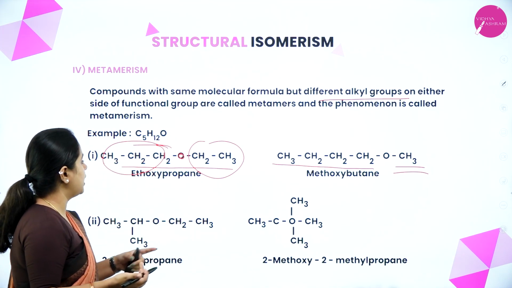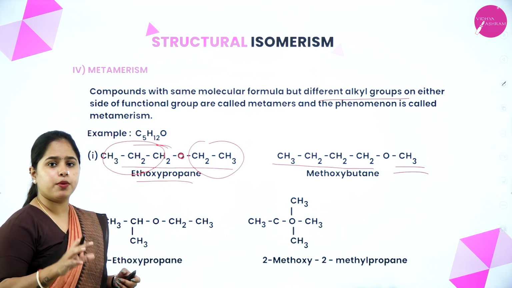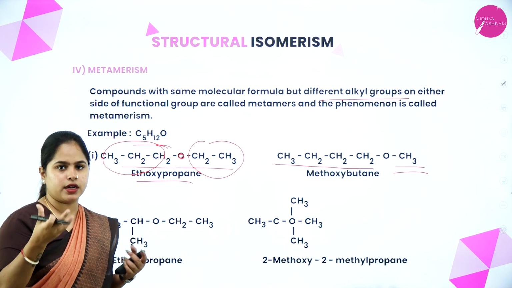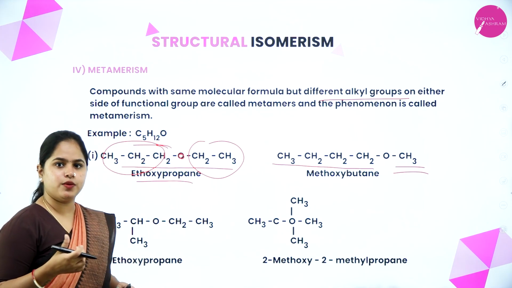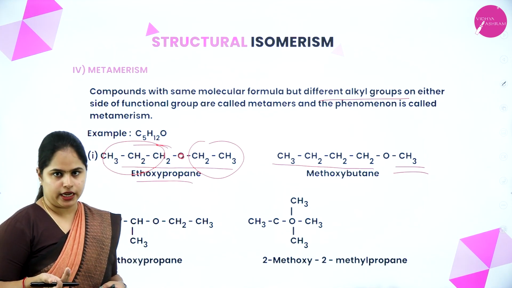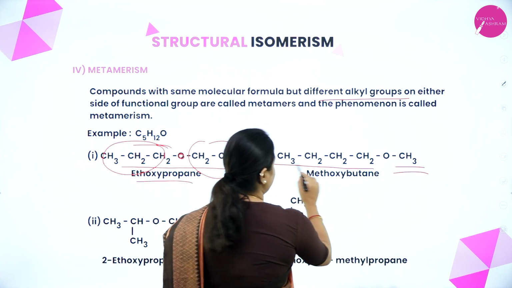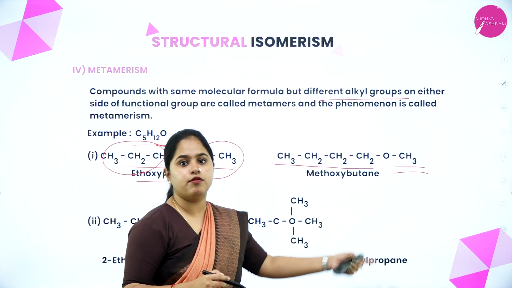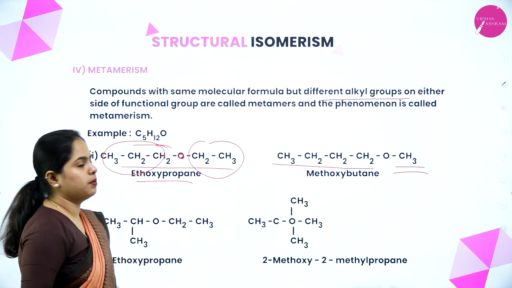So this is named as ethoxypropane. Whichever is the smallest alkyl group, that will be named as prefix, and the name will end with the higher alkyl group, that is ethoxypropane. In this case there is methyl group as well as butyl, right? So the prefix will be methoxy and the name will end with butane, methoxybutane. So these two are examples of ethers.